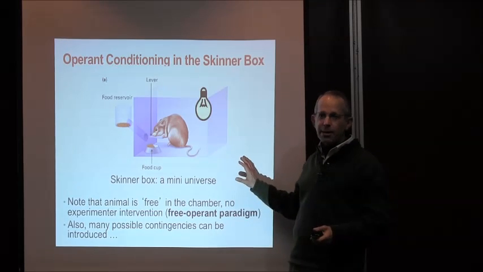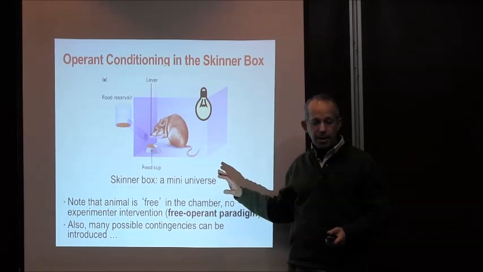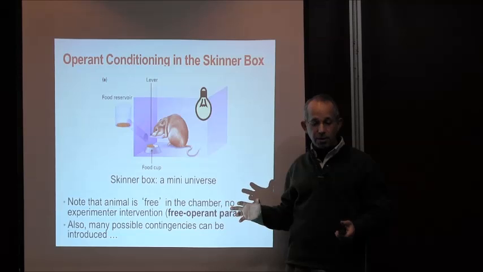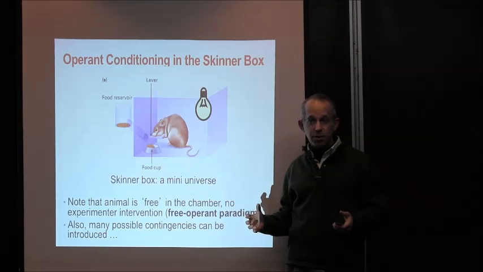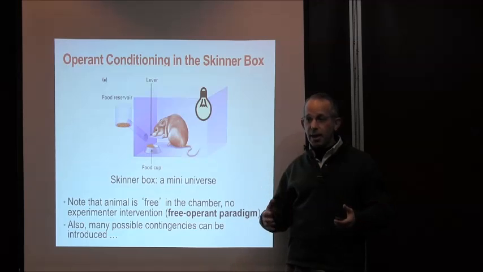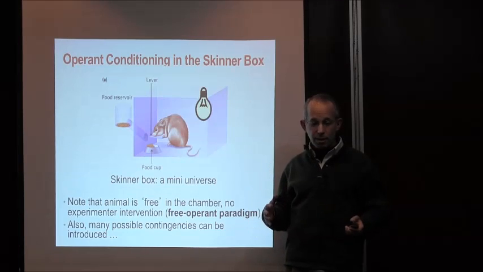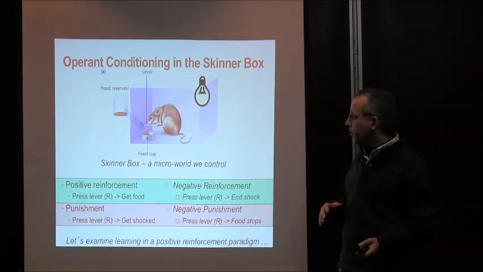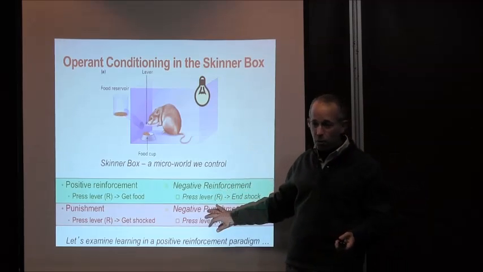So note that this animal is free, okay, in the chamber. There's no experimental intervention. This is why it's often called a free operant procedure. Once you put the animal in the box, then you don't need to set it up. It can sort of roam around. It can do whatever it wants. Okay? But many different contingencies can be set up, including these 4 here.